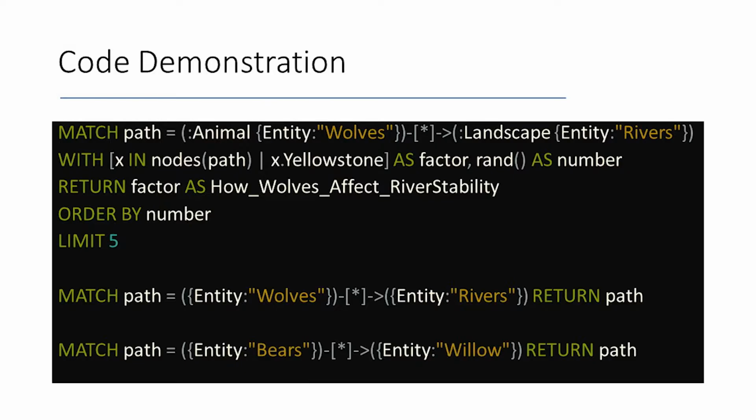The second query we're going to look at will return a graph model that we can visually look at, and we can see all the different interactions that go from wolves all the way to the rivers. And a third query is going to look at a graph visualization from bears to willow, and in that we're going to look at how changing the population of bears through hunting might affect other species and even bears themselves.